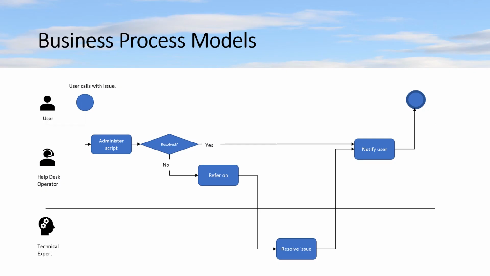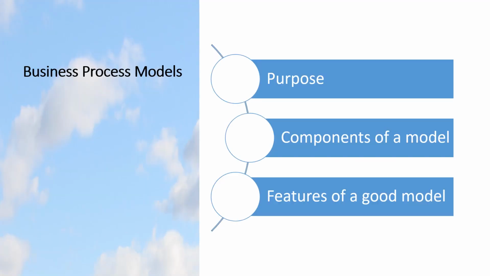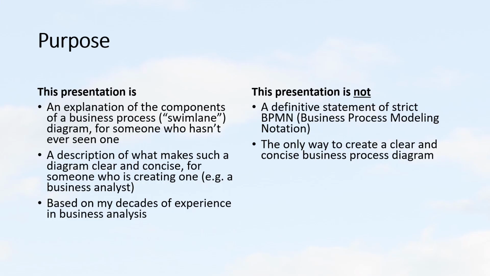So I wanted to talk about a way of representing processes or things that get done. So they might be called business process models, swim lane diagrams. Sometimes a collection of these type of diagrams is known as a business blueprint. I'm going to talk about the purpose of creating this video, then go through what goes into a business process model, and then talk about the features of a good model.